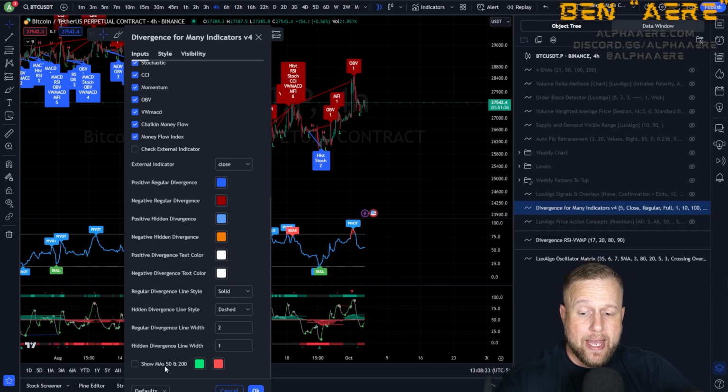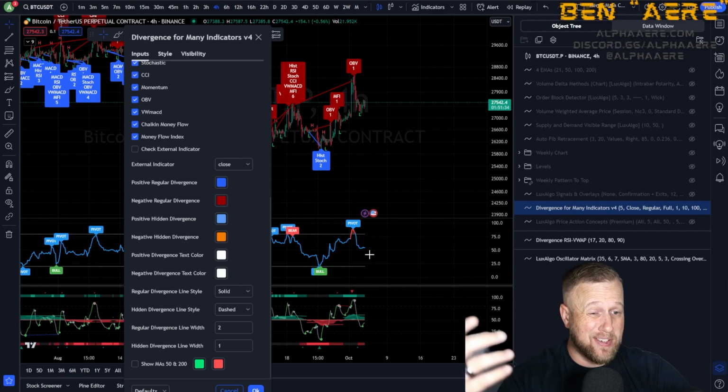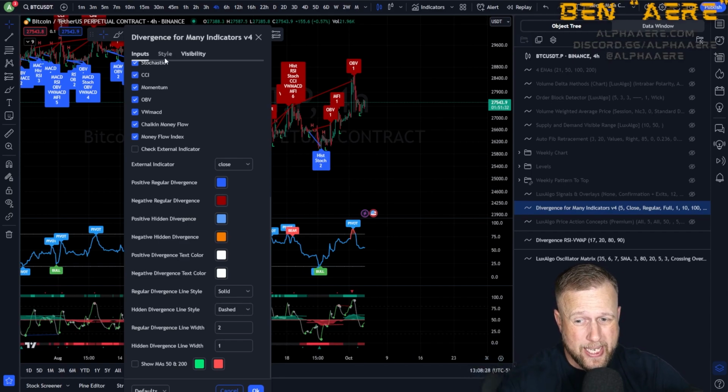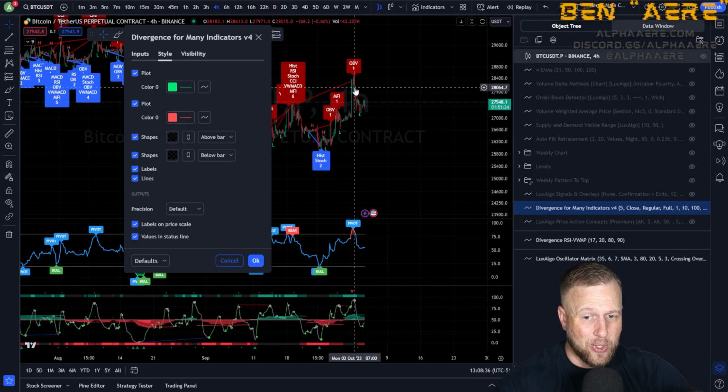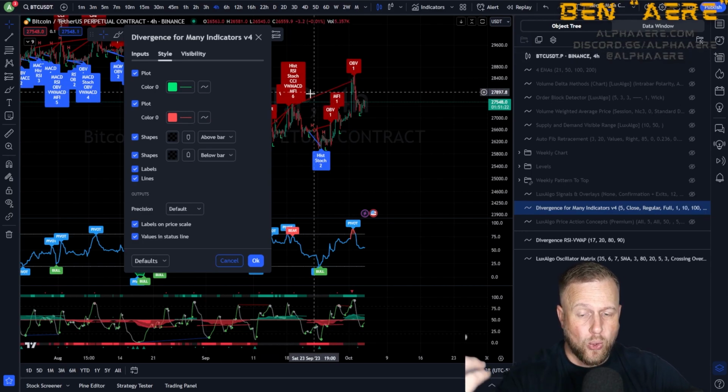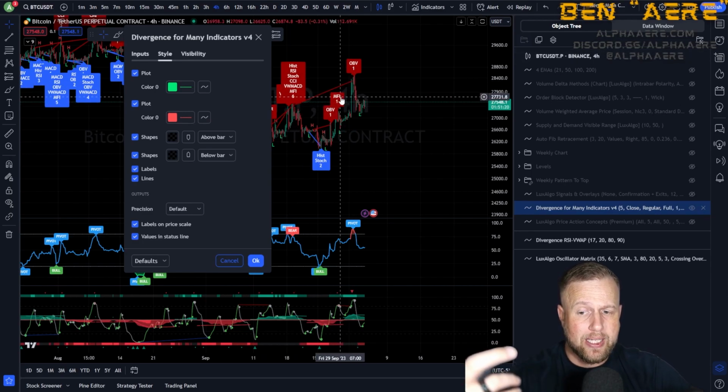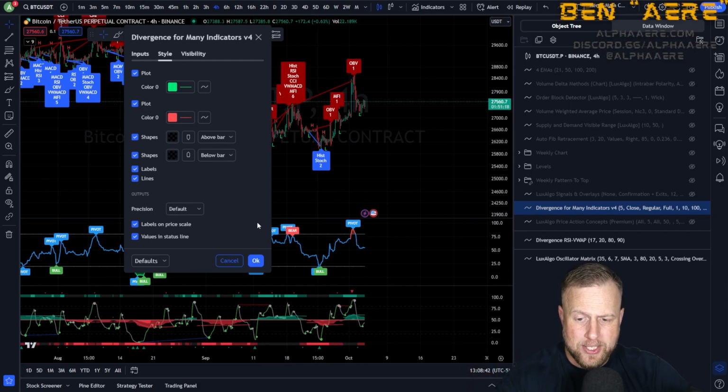You can also show the MAs, the 50 and the 200 if you want. I have a separate indicator for that, so I'm not doing that. But you can also, if you want, turn off the lines and just get the print of the divergences themselves. I like the lines so I can see where it's connecting from, where it pulled the divergence from, because that's going to help me in my decision-making process.